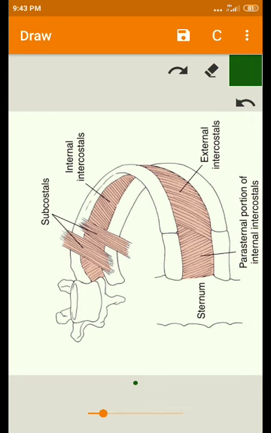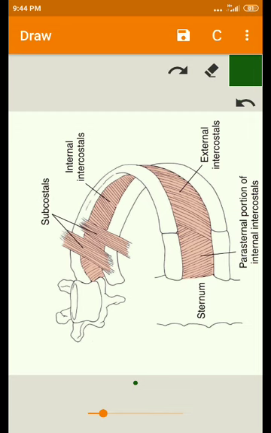Whereas the internal intercostalis runs quite opposite to the external intercostalis. That means these will run downward and posteriorly, and the external intercostalis downward and anteriorly. Okay, these two sets of fibers are obliquely angled to each other.